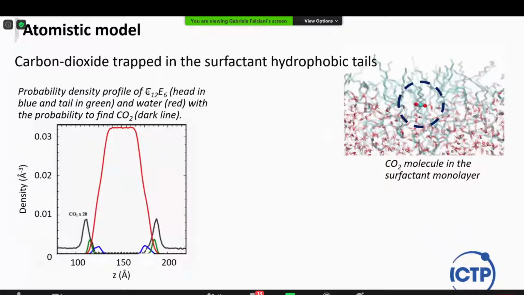From a molecular dynamics simulation performed by our colleagues at ICTP, you have already seen this picture a few minutes ago, projected by Dr. Sanali, we were able to investigate the density probability profile of water, of the gas, and of the surfactant. If we look at the CO2 and how it diffuses through the gas-surfactant-water interface, from this density plot we can see that the carbon dioxide actually appears to be kinetically trapped in the hydrophobic part of the surfactant in a nearly 2 nanometer region.